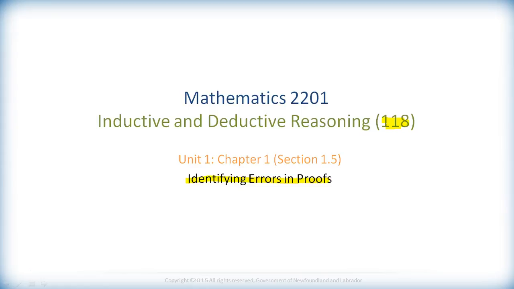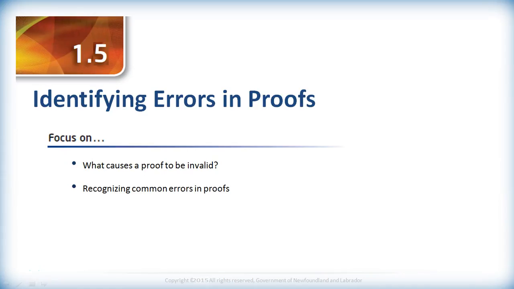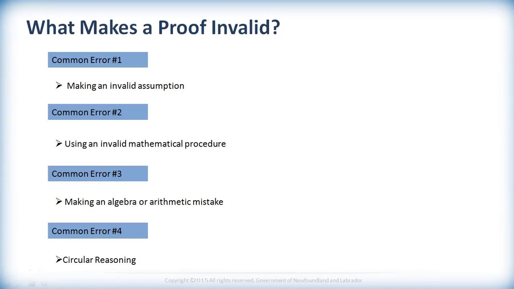So we're not going to look at reasons why deductive proof is a flawed process. Deductive proof is perfectly fine. The problem is sometimes there are things that you can do wrong when you're attempting to construct a deductive proof. So we're going to look at things that can cause a proof to be invalid, some mistakes that folks can make, and then we're going to recognize the common errors in proofs. We're going to look at some examples of recognizing them.